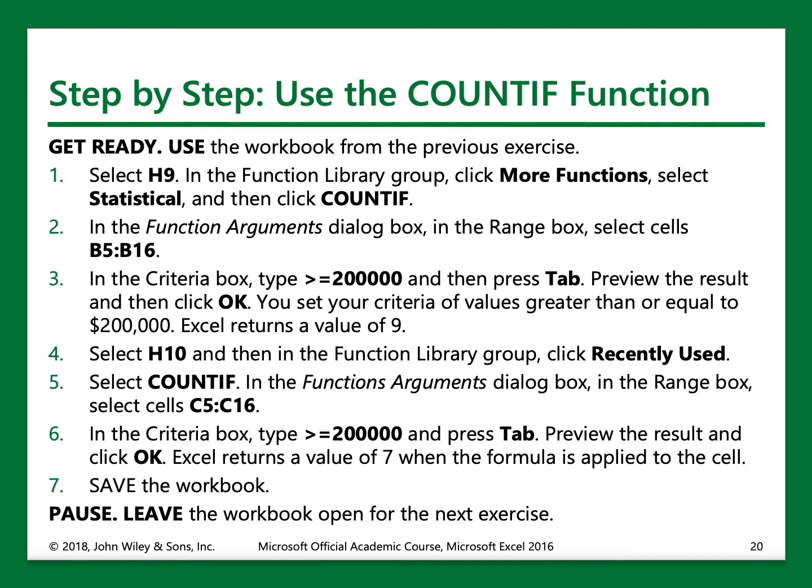So go to cell H9 in the same file. You can look at more functions and statistical, or just start typing COUNTIF. And in the range box, we're going to look at B5 to B16. In the criteria box, type greater than 200,000 and hit tab. And then click OK. So we've set the criterion values greater than 200,000 and only count them if that's the case. And Excel will return a value of 9.